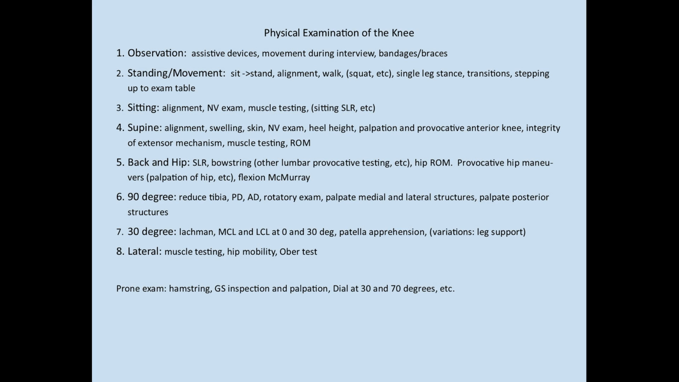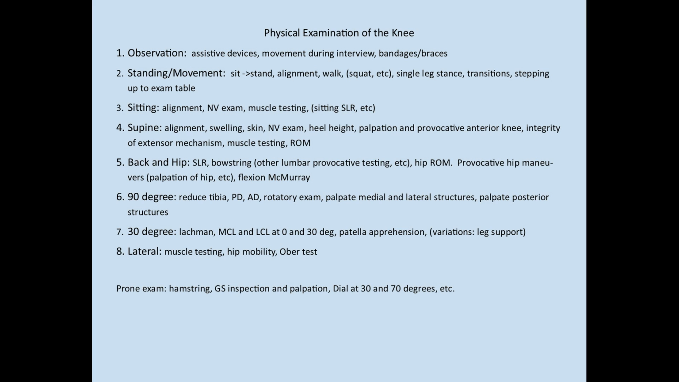During the 90-degree exam, I generally sit on or next to the patient's foot to stabilize it. I reduce the tibia anteriorly to test the posterior drawer. If you do not reduce the tibia, you may miss the posterior drawer. Remember, there is a 1 centimeter step off on the anterior tibia normally. Then do the anterior drawer.